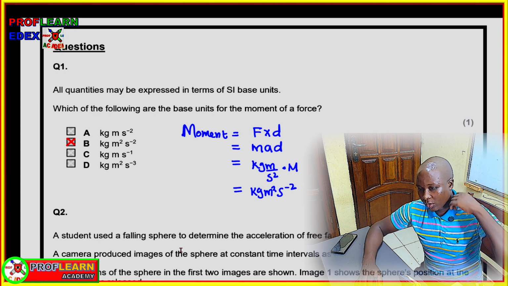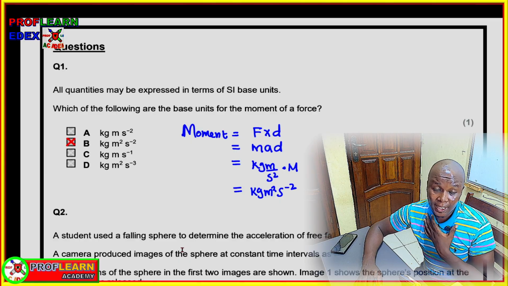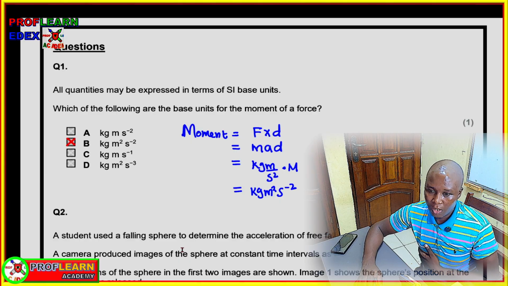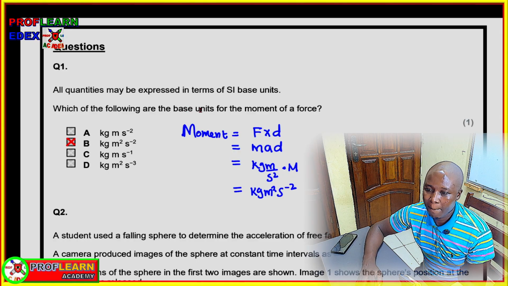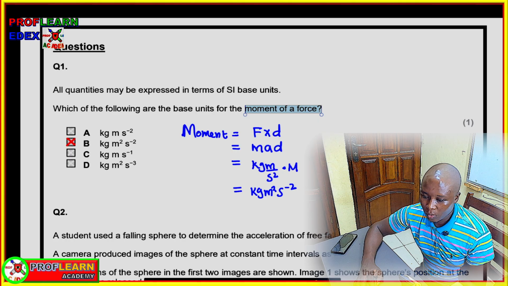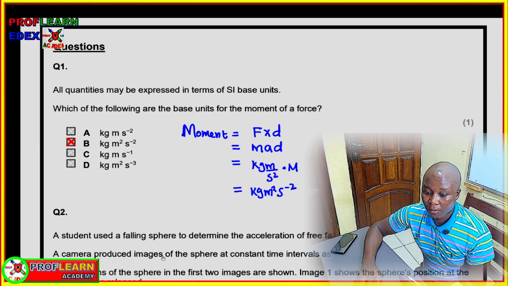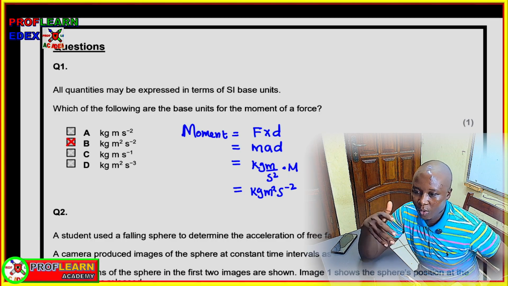Now, the first question you can see here, you are told all quantities may be expressed in terms of SI base units. You are supposed to state which of the following are the base units of moment of force. Anytime you are given a question like this, guys, remember the formula. Once you remember the formula, just list the quantities there.